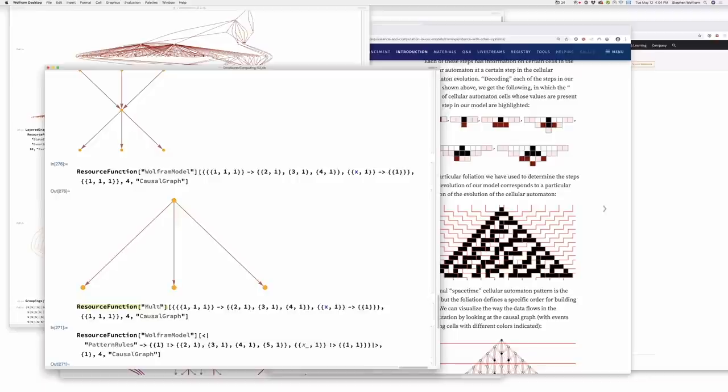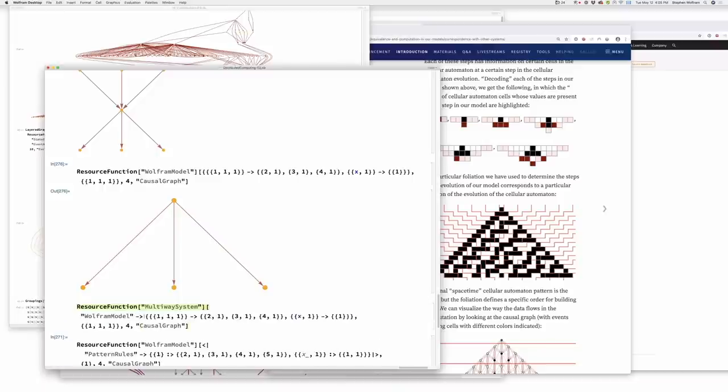Let's see, we can just say multi-way system here, can't we, Jonathan? With the appropriate Wolfram model indicator, yep. So we say Wolfram model arrow. Okay. And you need one additional level of bracing in the initial condition.